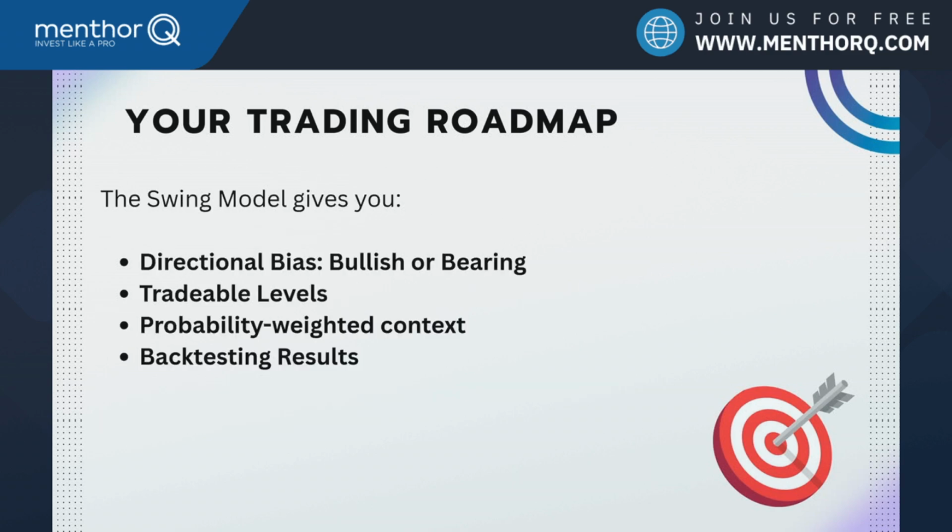So finding the edge as retail traders is really about reliability and repeatability. What the swing model can give you is a few things. One is a directional bias. The model has a bullish or bearish bias on a daily basis based on position changes and regime changes. You also get tradable levels. The swing levels can map out some of the stronger reaction zones and breakout targets.